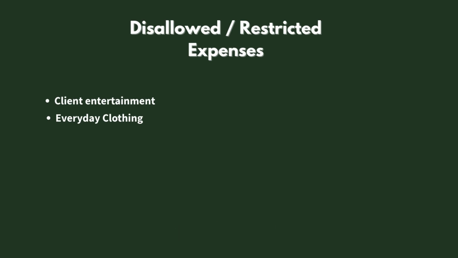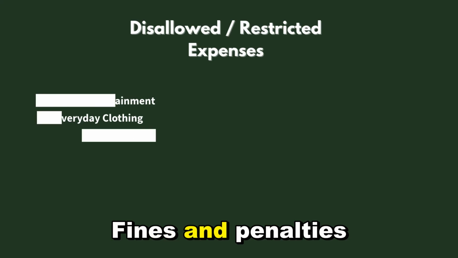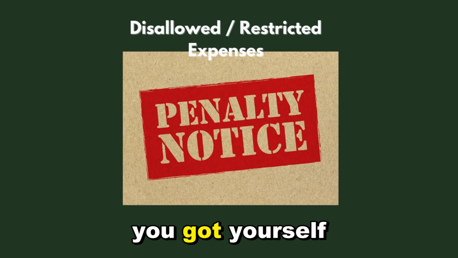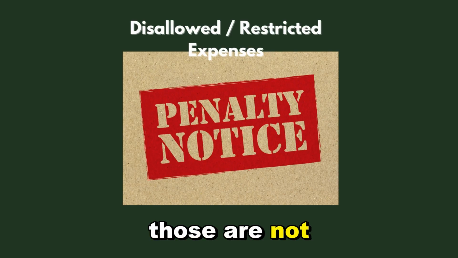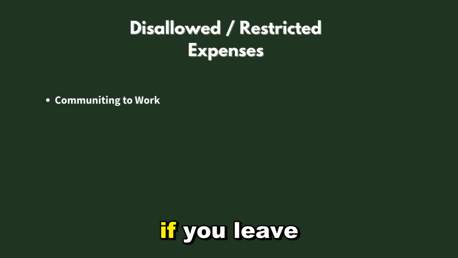Everyday clothing, even if you wear it for work, that is not allowed. Home improvements, not allowed. Fines and penalties. So even if you drove your car to go for a business meeting, but then on the way you got yourself a penalty for speeding or any fines, those are not allowable expenses. Commuting to your usual place of work. So for example, if you leave home to go to work, that travel is not an allowed expense.